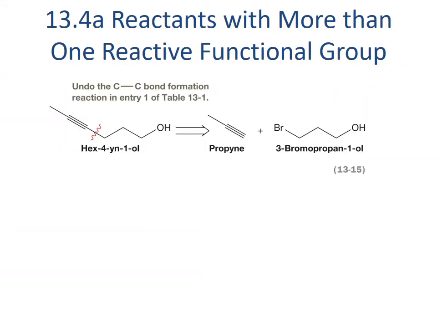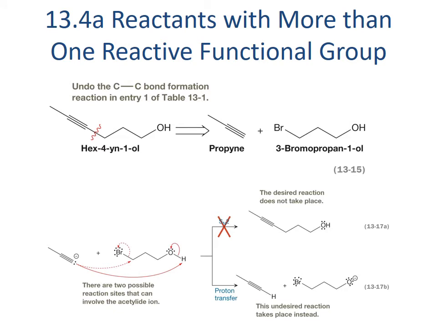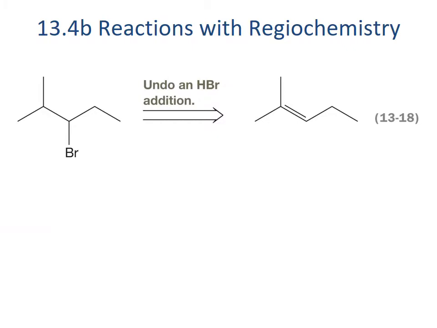One type of synthetic trap is when we have multiple reactive functional groups. We might think about dividing these molecules into an alkyne nucleophile and a chain that has a leaving group and an alcohol. That's a bad idea though, because proton transfers are very fast and alkyne salts are very basic. We'll end up with none of our desired product because it's a trap.